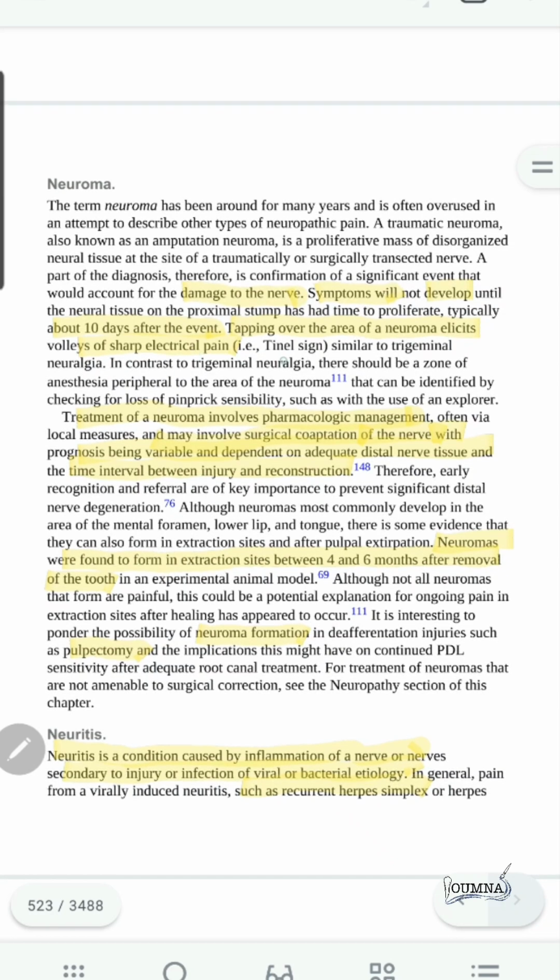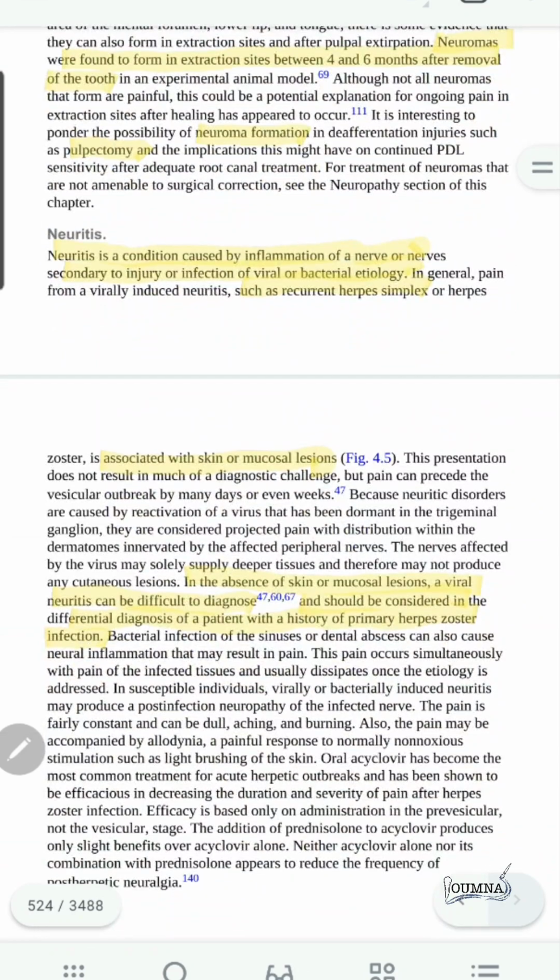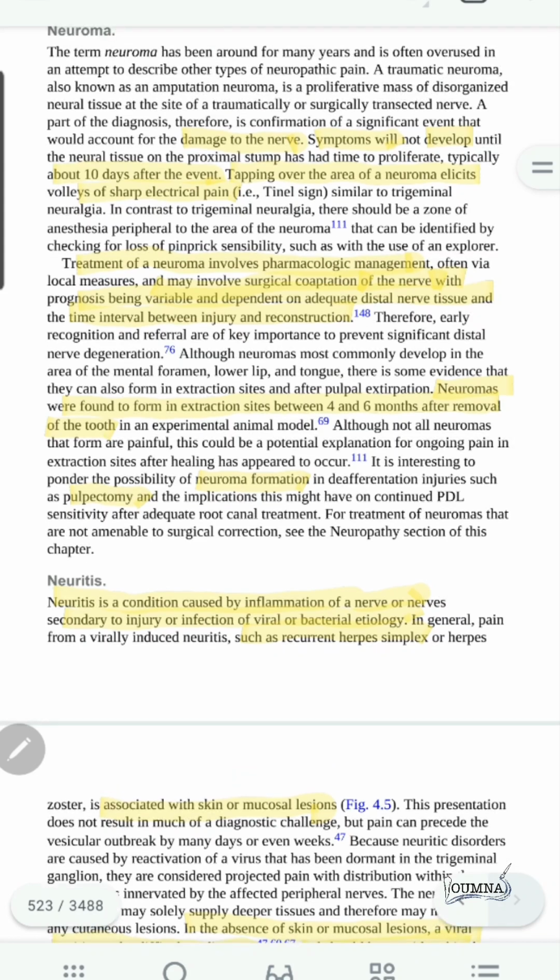Now let's talk about damage to the nerve that may happen during our dental procedures, like extraction or implantology, or when doing an endodontic obturation and substances like hypochlorite and eugenol get out to the radicular area, the periradicular area. This can cause an inflammation of the neurons in this area.